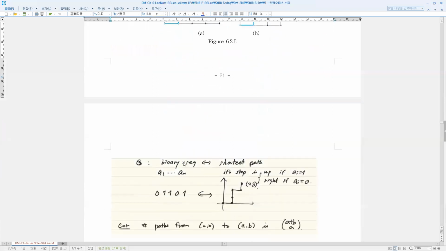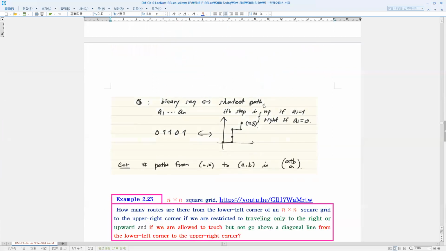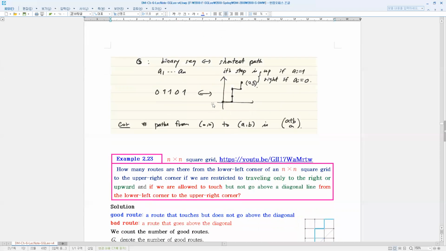So binary sequences and shortest paths have a one-to-one correspondence. So 1 0 1 0 1 means 1 0 1 1 0 1. It gives us a path from 0 0 to 2 3. And the step is up if a_i is equal to 1, and right if a_i is equal to 0. So the number of paths from 0 to (a, b) is the same as a plus b choose a, like 2n choose n. Yeah, same, it works.